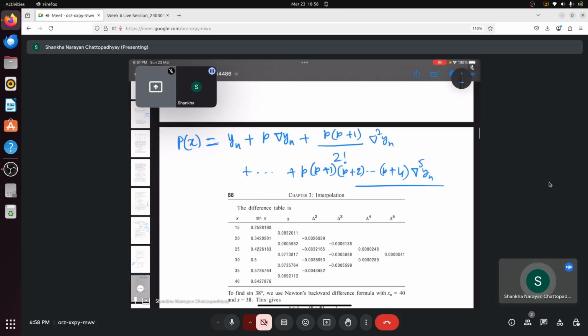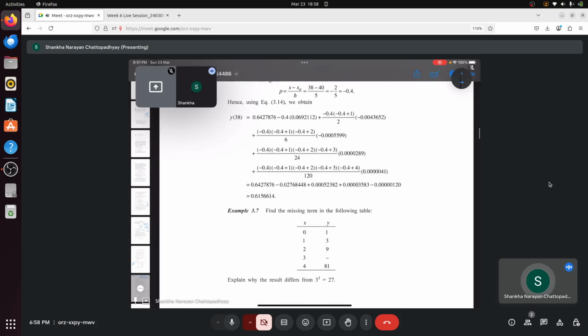And what will be your p? This p is nothing but xn minus x divided by h. And that is how you can calculate, finally just by putting in the values, 0.615614 as the final value.